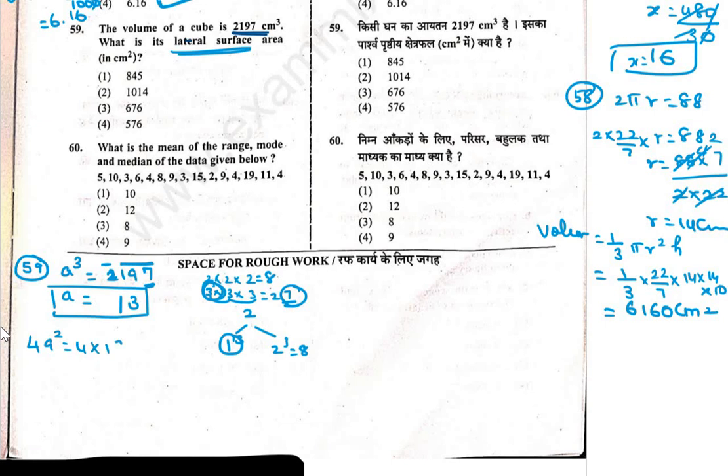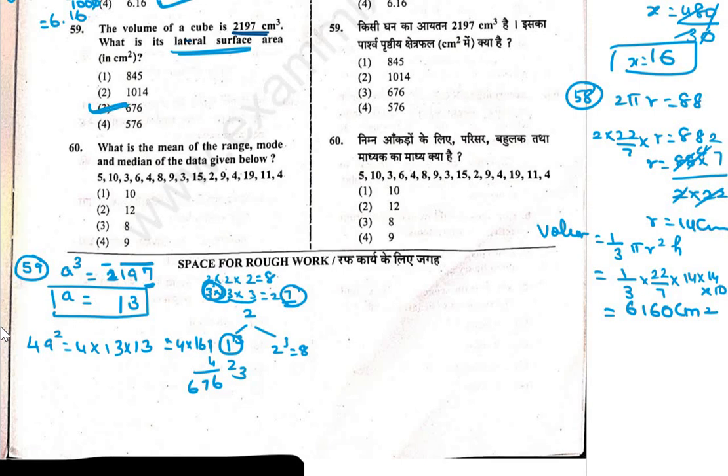So 4 into 13 into 13. So multiply, we will get 169 into 4. Multiply with 4 means 676. The answer is 676. Okay, so come to the next question.